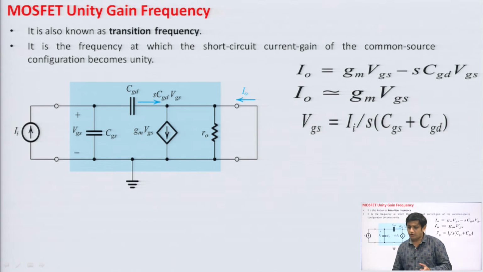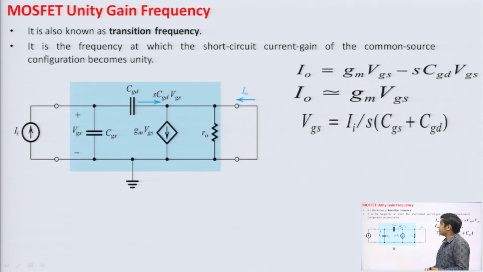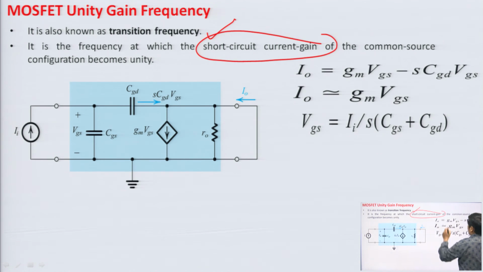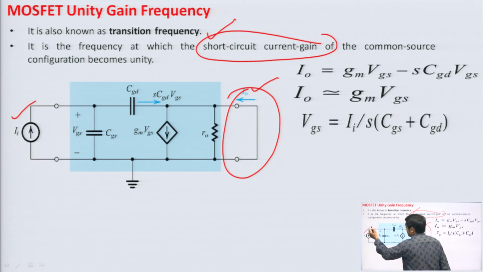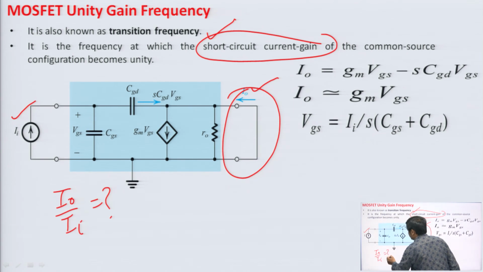Now, see, one important term in MOSFET is the MOSFET unity gain frequency, which is also called the transition frequency. The MOSFET unity gain frequency is defined as the frequency at which the short circuit current gain of the common source configuration becomes unity. So, we have to calculate the short circuit current gain for this particular model. Short circuit means the output is shorted. The output current is I naught, the input current is Ii. Finally, we have to calculate the value of I naught upon Ii from this model.